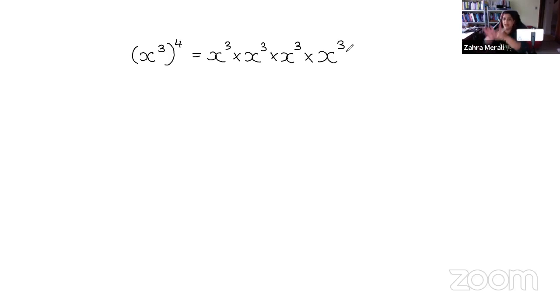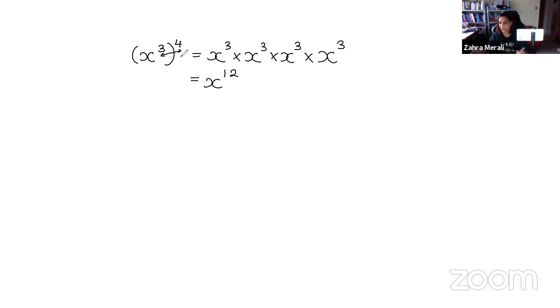Now we've got our third rule, which is raising something to a power. So if we've got x cubed and we're doing it to the power of 4, what we're doing here is the same as x cubed times x cubed times x cubed times x cubed. So you've got everything going up. So we're saying we've got 3 plus 3 plus 3 plus 3, so that's going to give us 12. What we've actually done is 3 times 4.